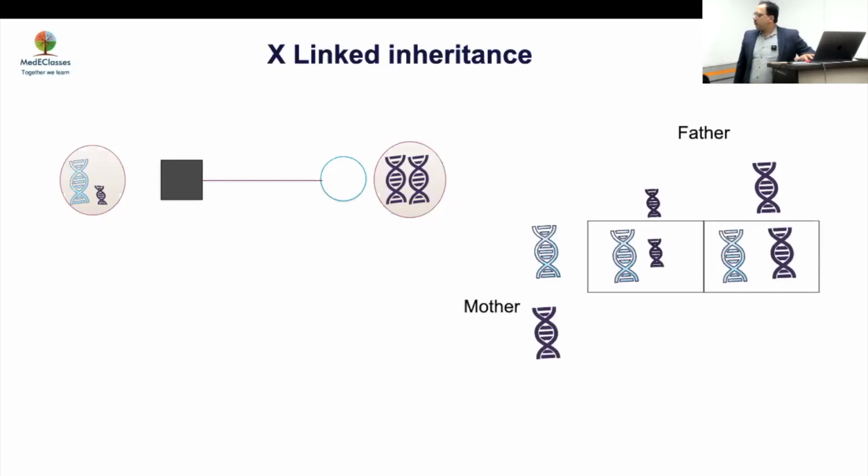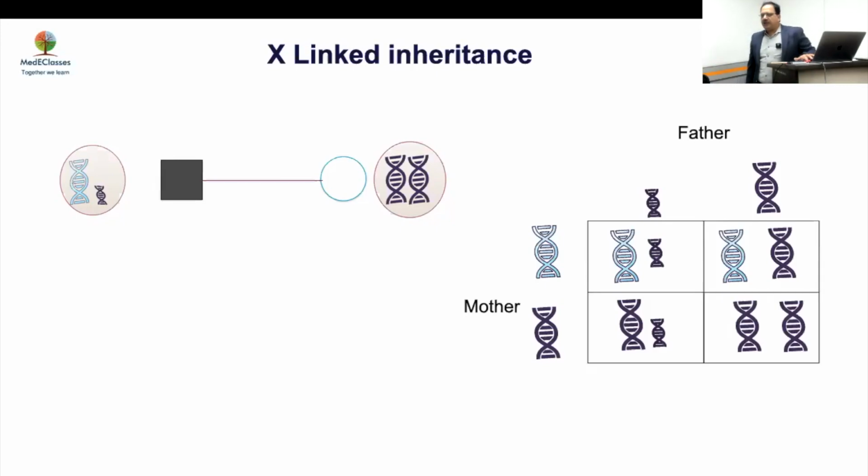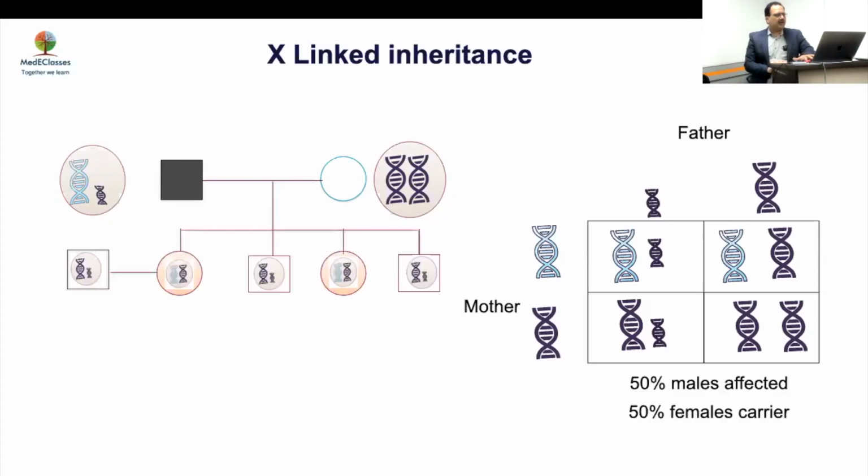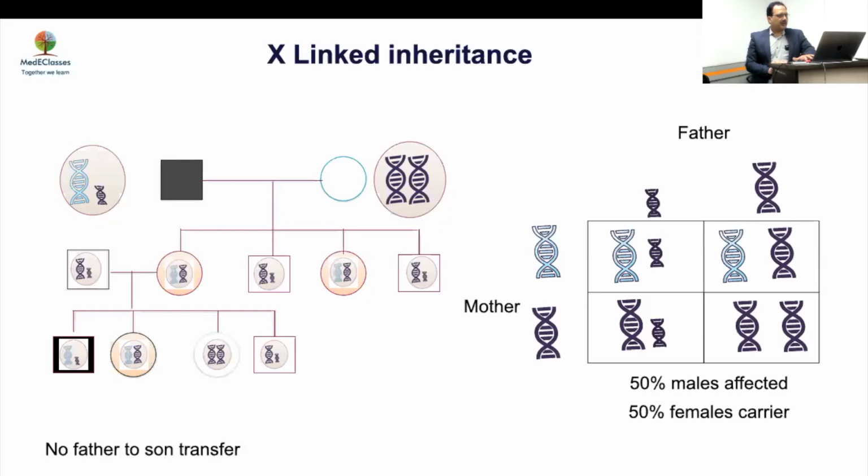If the father is affected, then all the daughters will be carriers. If the mother is affected, all males will be affected and 50% of the girls will be carriers. So 50% are affected and carriers in that regard. No father to son transmission.